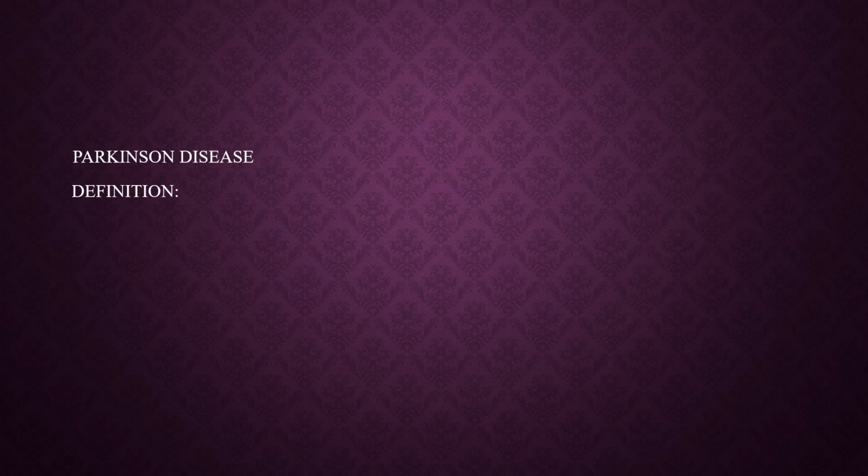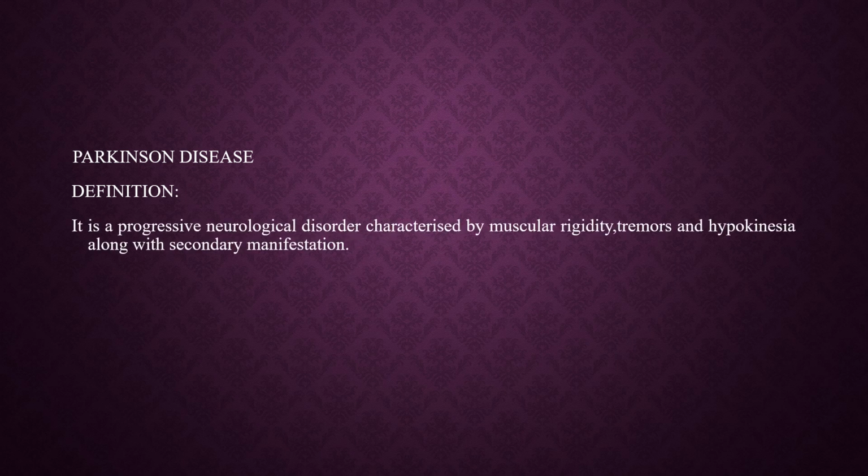Parkinson disease. First, we see the definition. It is a progressive neurological disorder which is characterized by muscular rigidity, tremors, and hypokinesia. So, what is meant by muscular rigidity? It means stiffness. Normally muscles are in a relaxed state, but in case of Parkinson, you'll be having muscular rigidity.